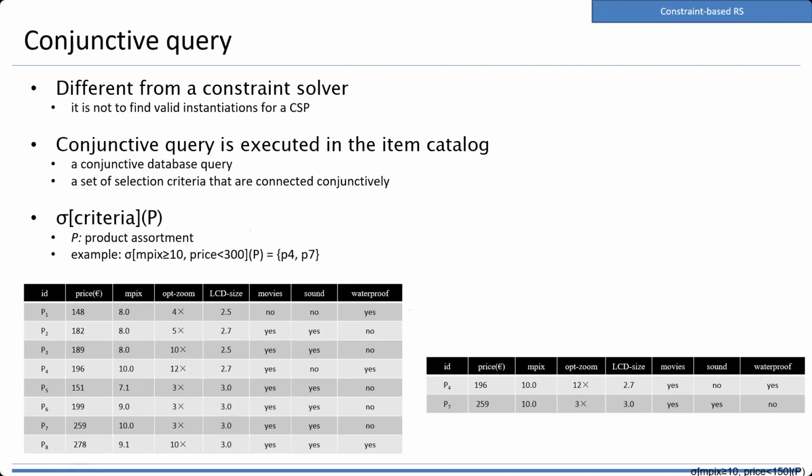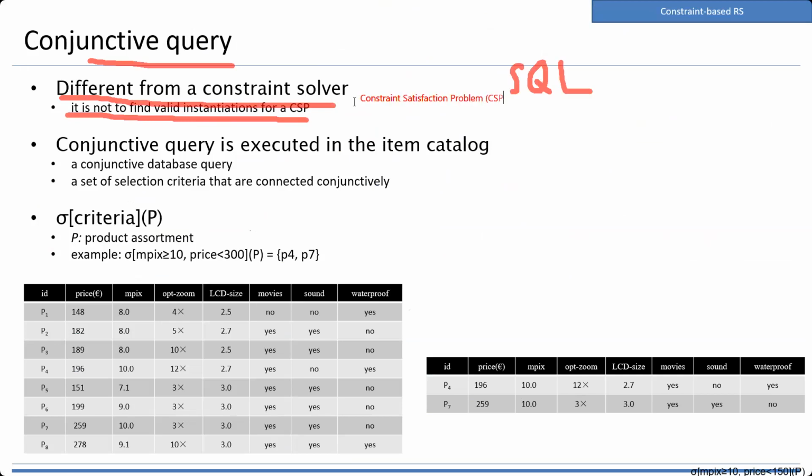The other kind of knowledge is the conjunctive query, as you saw in the previous slide. The conjunctive query is similar to SQL. It is different from a constraint solver. It is not to find a valid instantiation for a CSP, the constraint satisfaction problem. In the conjunctive query, it is not for the constraint satisfaction problem.